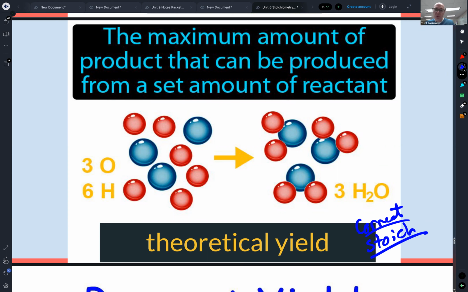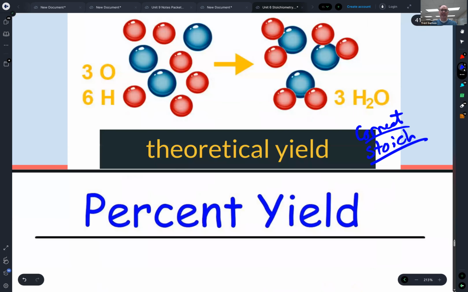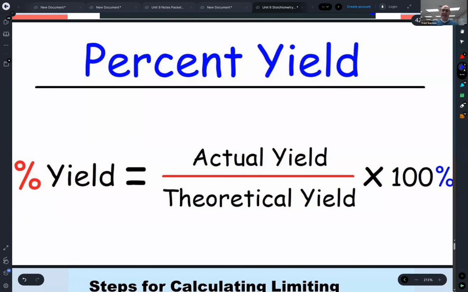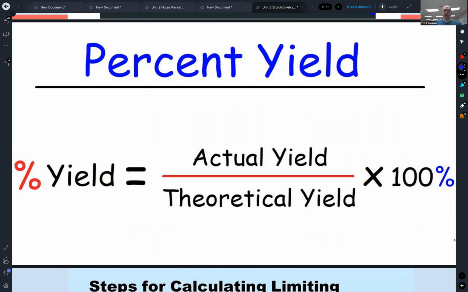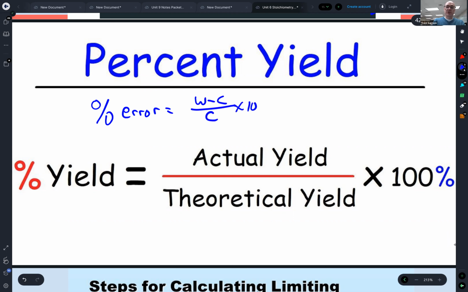Now, what we do with these two terms is plug them into an equation called percent yield. Percent yield is the opposite of percent error. So before, we have had the formula for percent error. That is wrong minus correct divided by correct times 100%. Well, if your error came out to be a measly 10%, that would mean that you are 10% wrong, but that would mean that you're 90% correct.